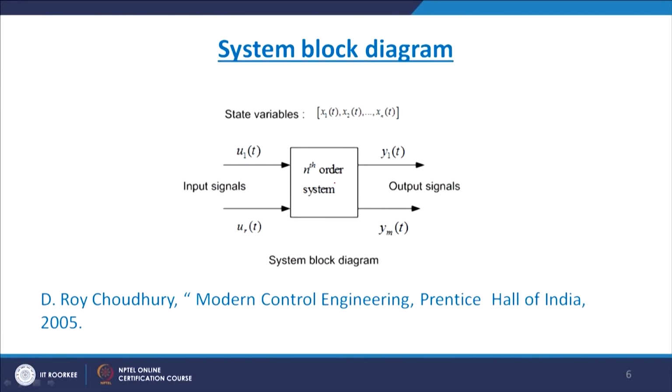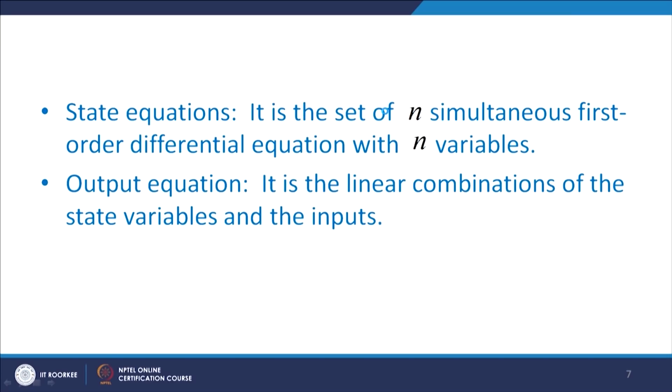Now the representation. As I told you, this is a plant, an nth order system. The input signals are u1, u2, up to ur, and the outputs are y1 up to ym. So m is the number of outputs, r is the number of inputs, and this is an nth order system involving the states x1, x2, up to xn. From this we can also define the state equation: it is a set of n simultaneous first order differential equations with n variables. The output equation is a linear combination of the state variables and the inputs.